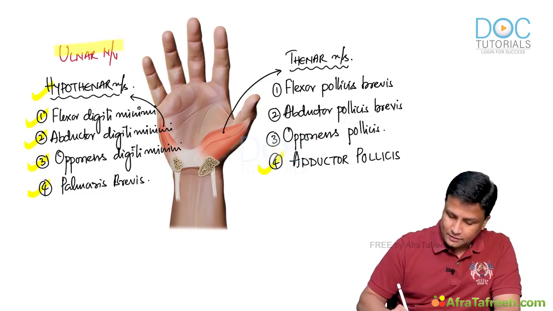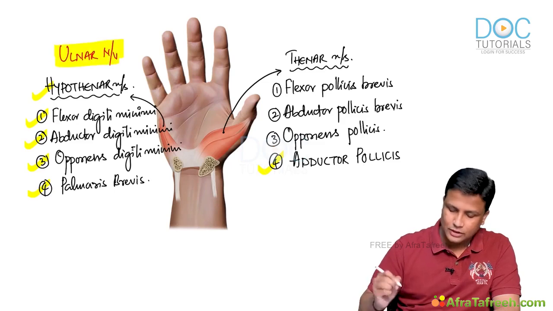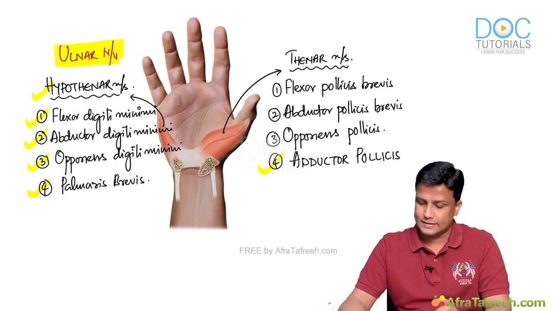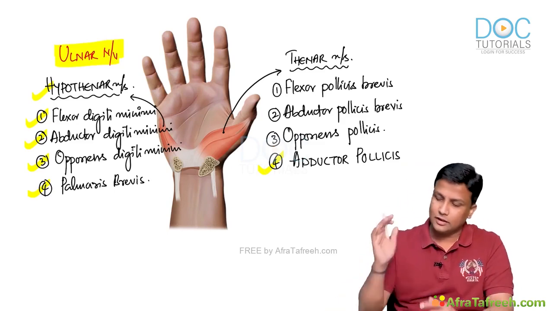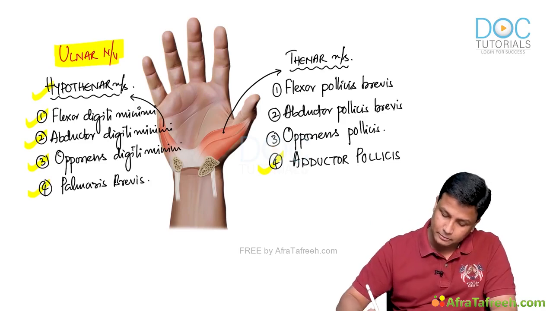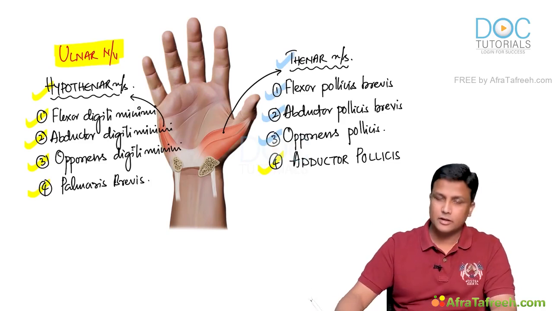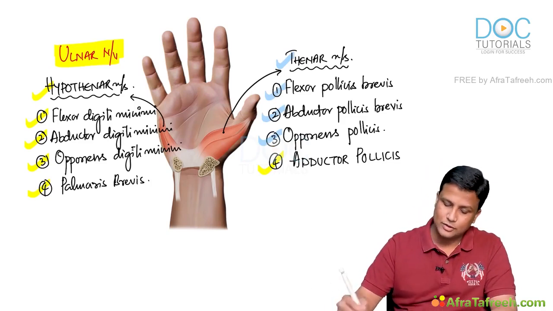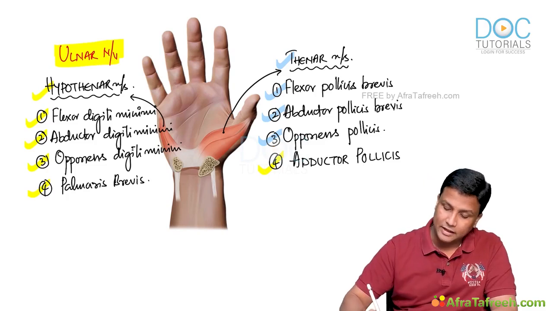Whichever I have marked here with yellow color are all supplied by your ulnar nerve. So the ulnar nerve supplies the hypothenar muscles, and one important exception is adductor pollicis, supplied by the ulnar nerve. And whatever thenar muscles are left out are taken care of by your median nerve. So the thenar muscles, flexor pollicis brevis, abductor pollicis brevis, and opponens pollicis will be supplied by your median nerve.